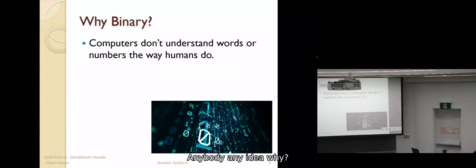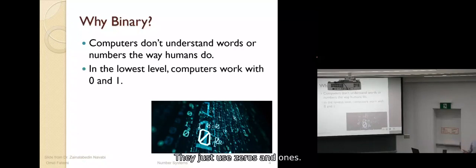Do you know why? Anybody, any idea why? Because it's easy to have a switch that goes on and off. Yes. Very good. Perfect. Because we are using switches, transistors, as I told you. And transistors and switches have 2 states, off, on. So one of them would represent 0, the other one would represent 1. So the computers don't understand words. They just use 0 and 1s.